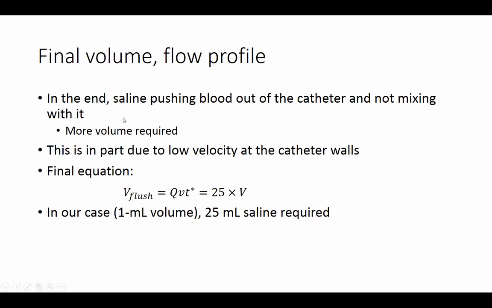In the end, with saline pushing the blood out of the catheter and not mixing with it in terms of laminar flow, more volume will be required, due in part to the low velocity at the catheter walls in a laminar flow profile. So the final equation will look like this. The volume required to flush is equal to Q times T star, which is 25 times the volume. The volume in our case is a 1 ml volume. So 25 milliliters of saline will be required. And this is the volumetric flow rate Q multiplied by T star, the time it'll take to flush out the catheter.